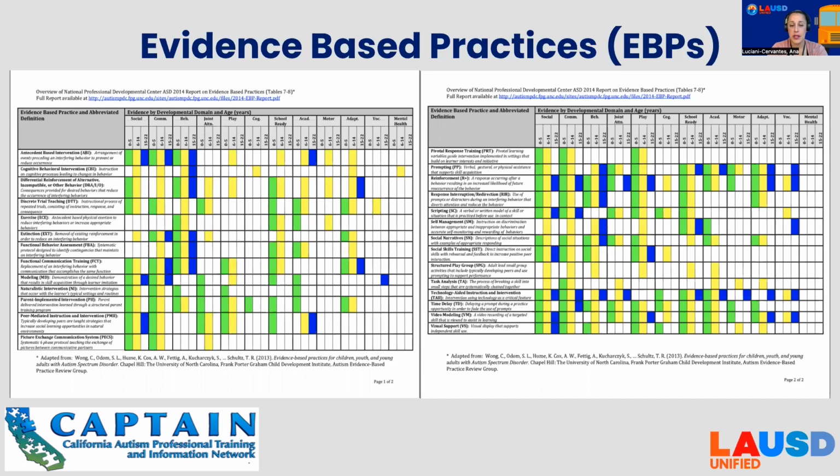Outcomes for students with autism will be better achieved if all people know and implement evidence-based practices to teach our students to learn, practice, apply, and generalize. This evidence-based practices chart and information comes from the CAPTAIN organization, the California Autism Professional Training and Information Network. It's a wonderful resource. We will drop this link in the chat, and it will also be available to you in our resource folder.